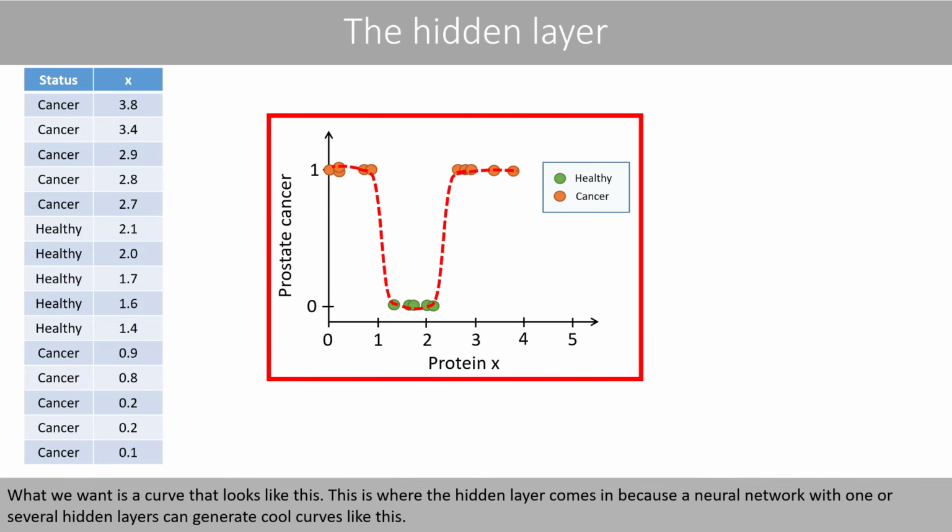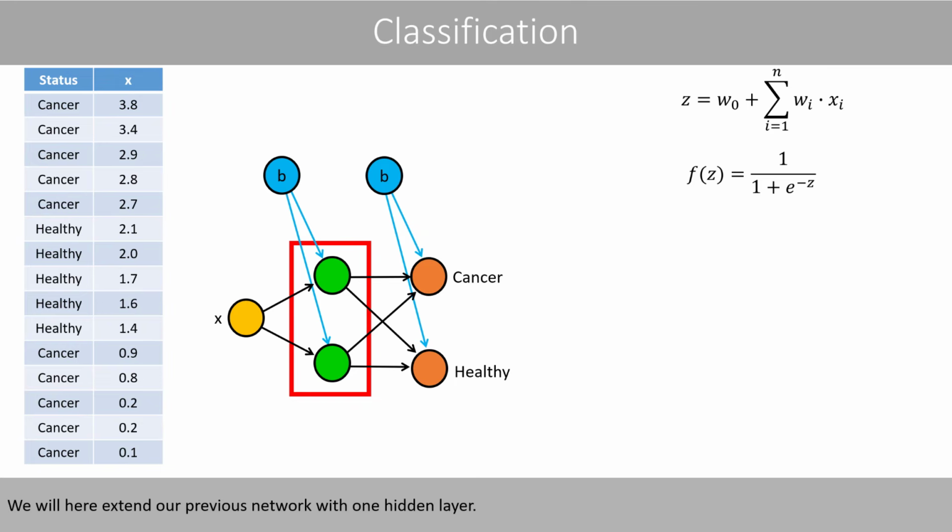What we want is a curve that looks like this. This is where the hidden layer comes in, because a neural network with one or several hidden layers can generate cool curves like this. We will here extend our previous network with one hidden layer.